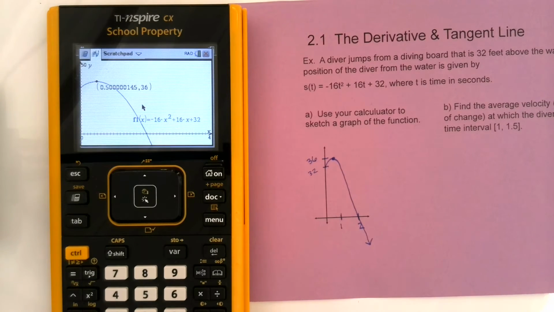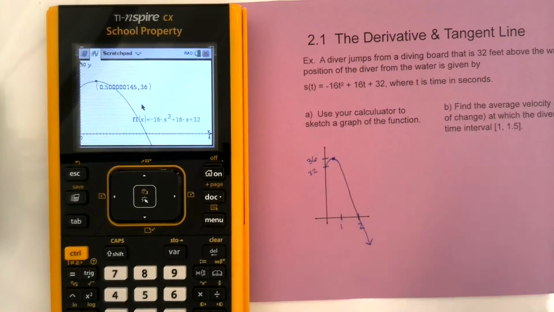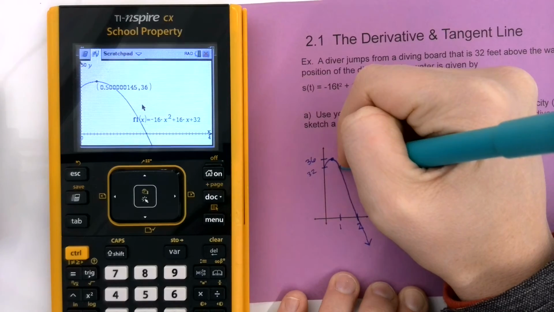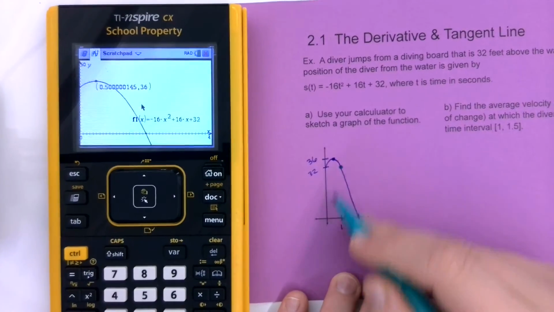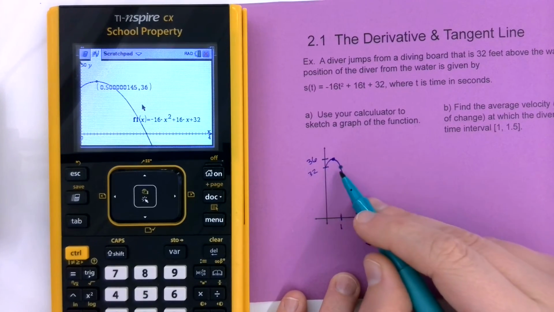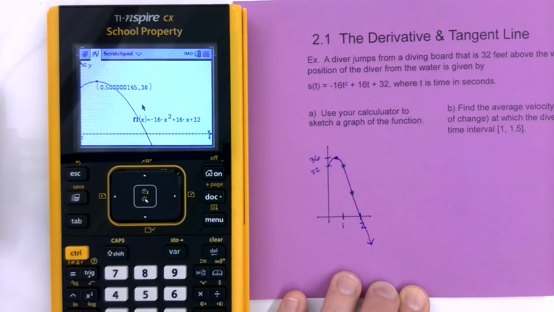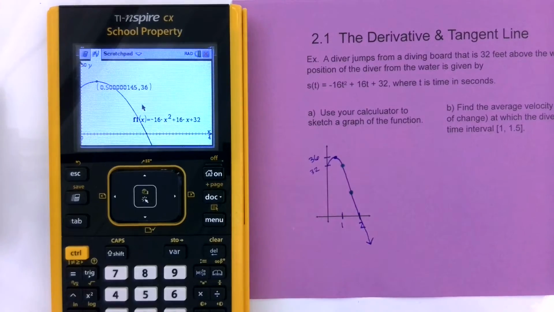Congrats. So if you haven't, let's go ahead and sketch it so you have an idea of what it looks like. So now we're going to move on to part B. We're finding the average velocity, or the rate of change at which the diver is moving, for the time interval from 1 to 1.5. So here's our diver at 1. They're not quite at the top, but a little bit past it. They're falling now. And then 1.5 would be somewhere in here. And we're looking for that average velocity.